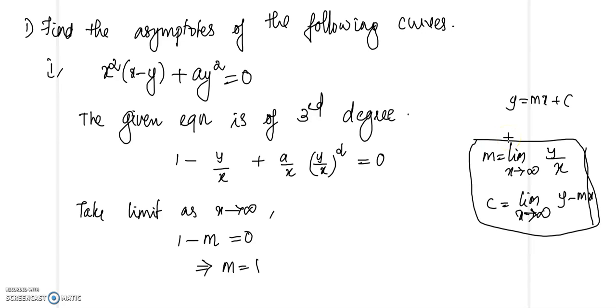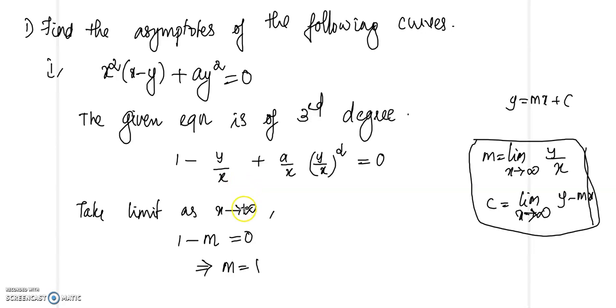Okay, so let us divide the equation by x cube, so that will bring y by x into the equation. Okay, so when we divide by x cube, the first term becomes 1, then the second term you will get y by x, and in the third term you will get a by x into y by x whole square.